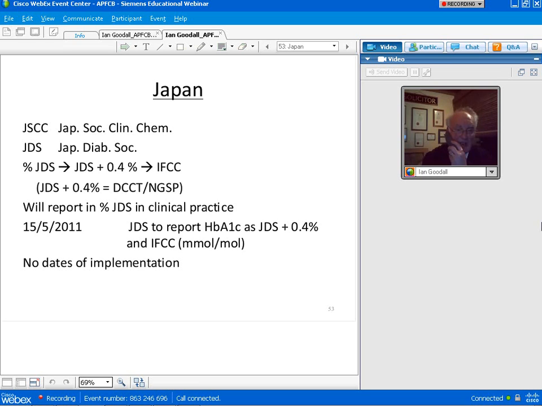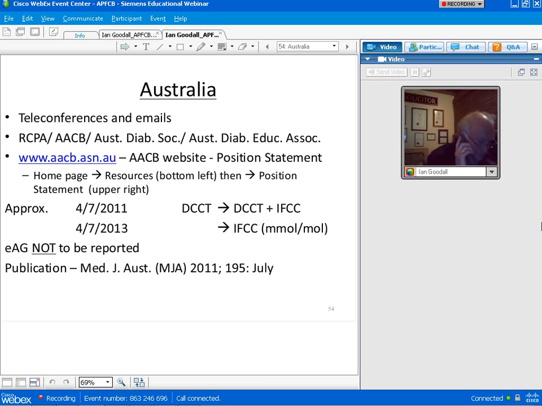And this is on the AACB website, which is a very important part here. The website is www.aacb.asn.au, and there's a position statement in there which has been on there for more than a year. You go into the home page, then down the bottom left into a section called resources, and then across to the position statement in the upper right. It's a very fiddly thing.